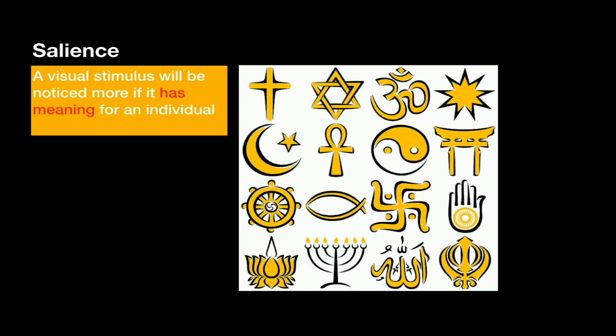Salience is a visual stimulus that's going to be noticed more if it has meaning for us. Religious symbols are this way. If they have meaning for us, we're going to connect with them more, remember them more, and notice them more. And this is very true. We deal with this every day.